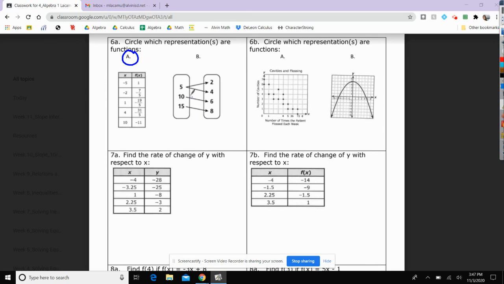On b, notice it's a mapping, and it says 5 goes to 2 and 5 goes to 4. Whenever it's like this, that's basically like having two 5s. So since the x's repeat themselves, b is not a function.